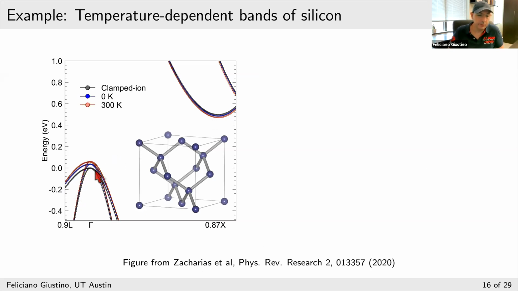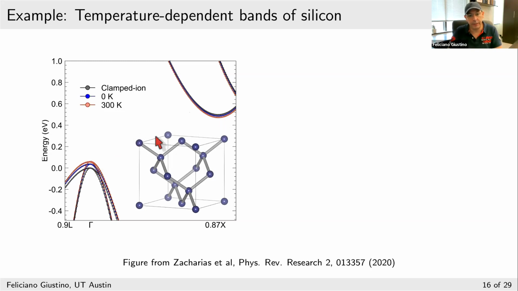The black line is the band structure using standard DFT at 0 Kelvin, so the atoms at equilibrium. As soon as you switch on electron-phonon interactions, the black line turns into the blue line. So that's 0 Kelvin, but including quantum zero-point effects. And then if you keep dialing up the temperature, you obtain the red line. So the band keeps shifting a little bit up with temperature.